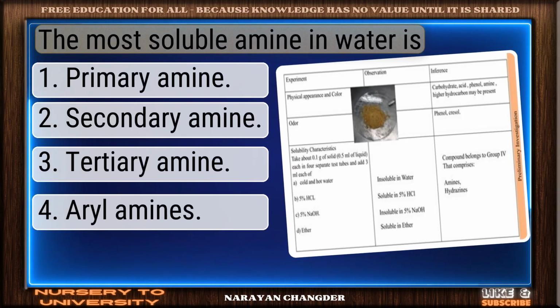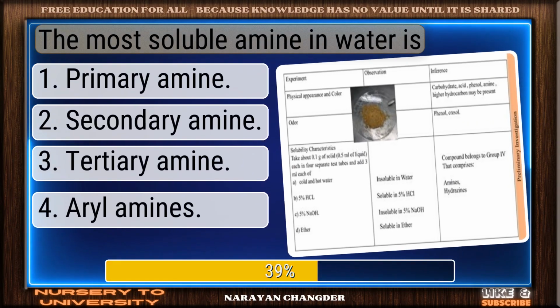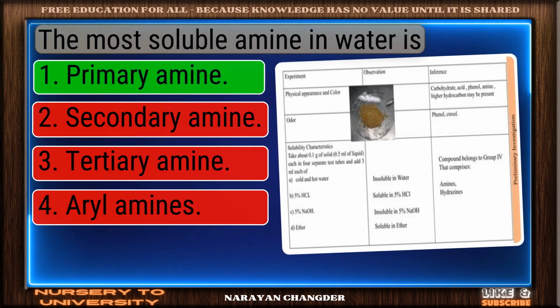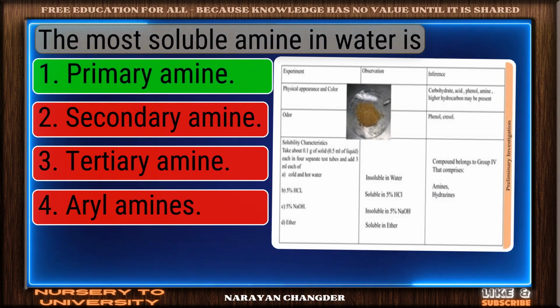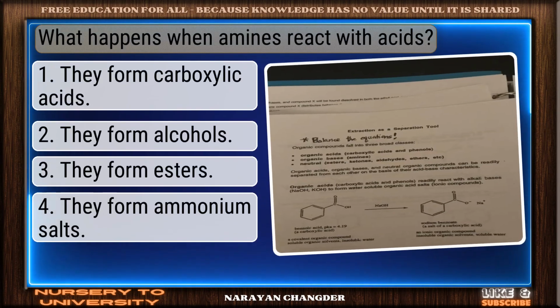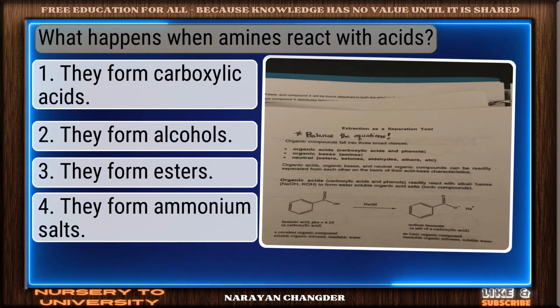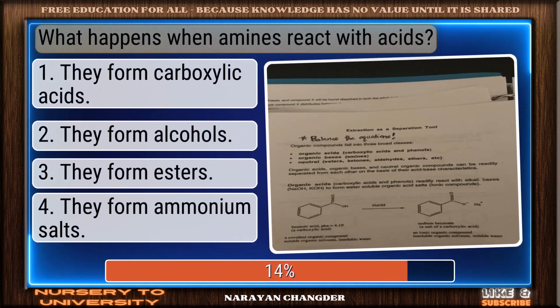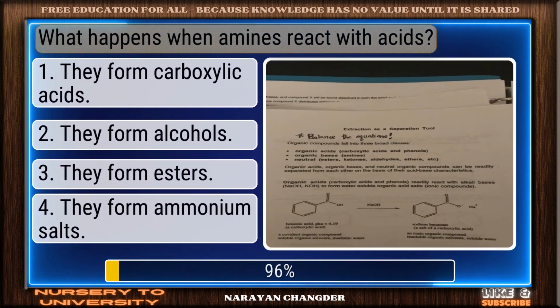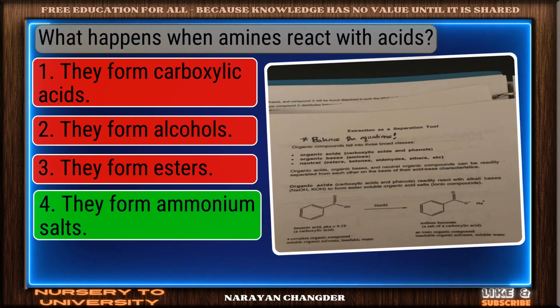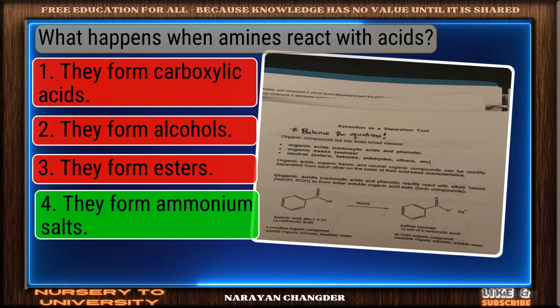The most soluble amine in water is... Great job. Primary amine is the accurate answer. What happens when amines react with acids? Well done. They form ammonium salts is the right choice.